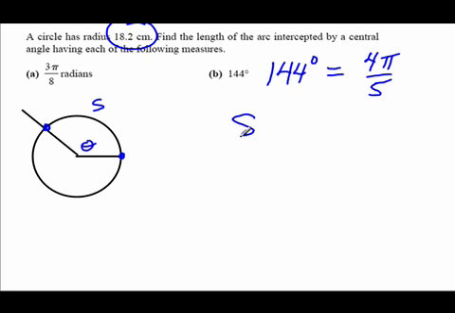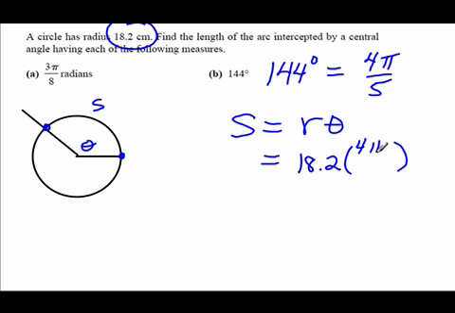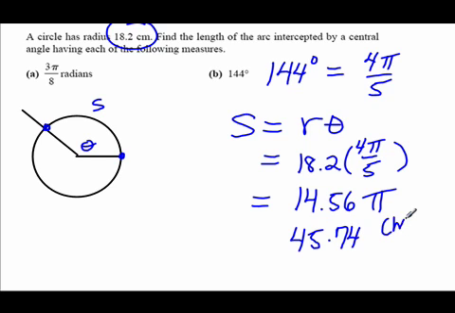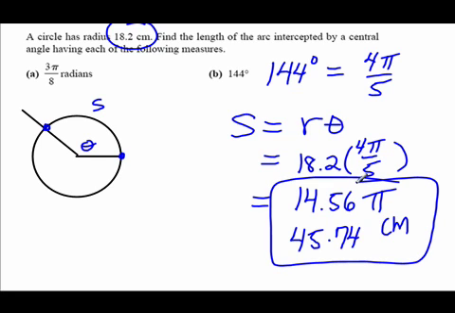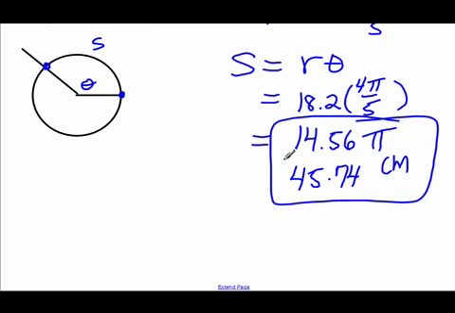Now plug that into the formula. Arc length is equal to radius times angle in radians. The radius stays the same, 18.2 centimeters times 4 pi over 5. And your two correct answers are 14.56 pi, or if you were to change pi and approximate, 45.74. And these would also be in centimeters. Do we do all right? So far, so good. A little easier than yesterday or last time, right?